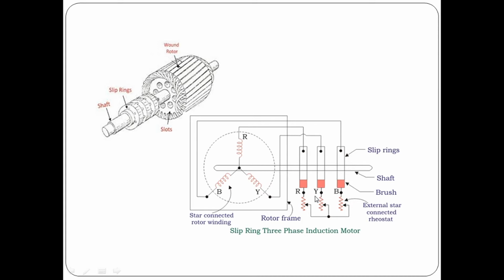So 3 brushes are there, and an external star connected rheostat is connected to the slip rings through the brushes, to control the speed. These external star connected rheostats are used to control the speed of the rotor, so for speed control applications we can use star connected rheostats.